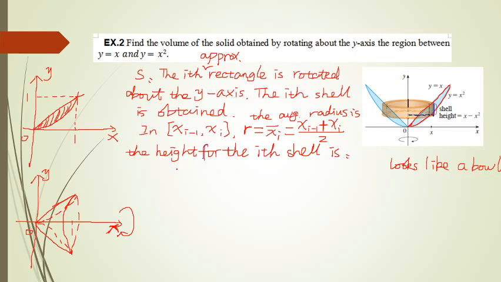So with the middle point, now this height f(xi bar) will be a new one, will be xi bar minus xi bar squared, right? Because the height, we still understand the rectangle's height is the function evaluated at the middle point. So here we understand the ice shell's volume will be 2 pi xi bar, the radius, times the height.